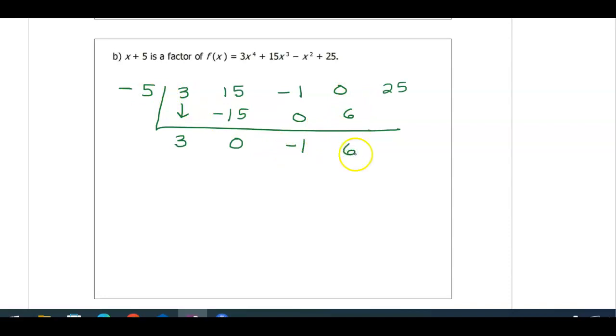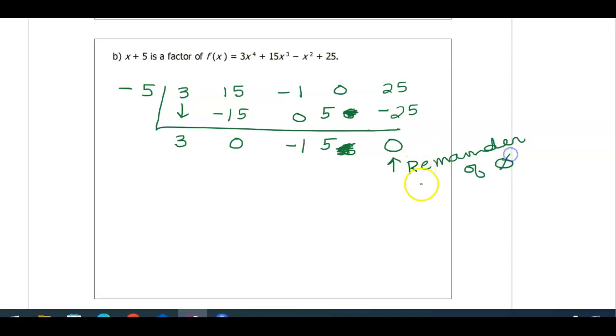Negative 5 times negative 1 is not 6. It is 5. So when I add 0 plus 5, that gives me 5. And then negative 5 times 5 is negative 25, which does give us a remainder of 0. If I get a remainder of 0, that means that negative 5 is a 0, which means that x plus 5 is a factor.